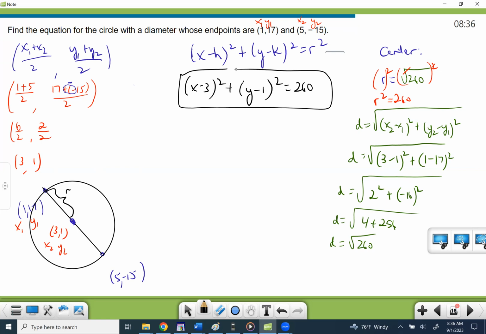That is just a great question to sum up everything that we learned in 1.1 part 2.